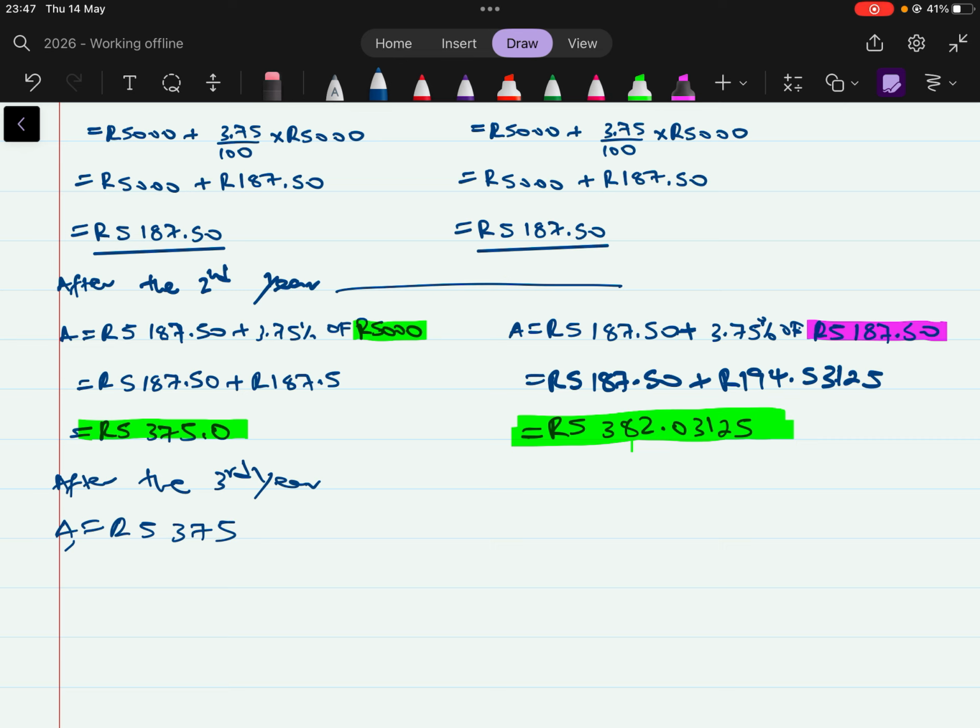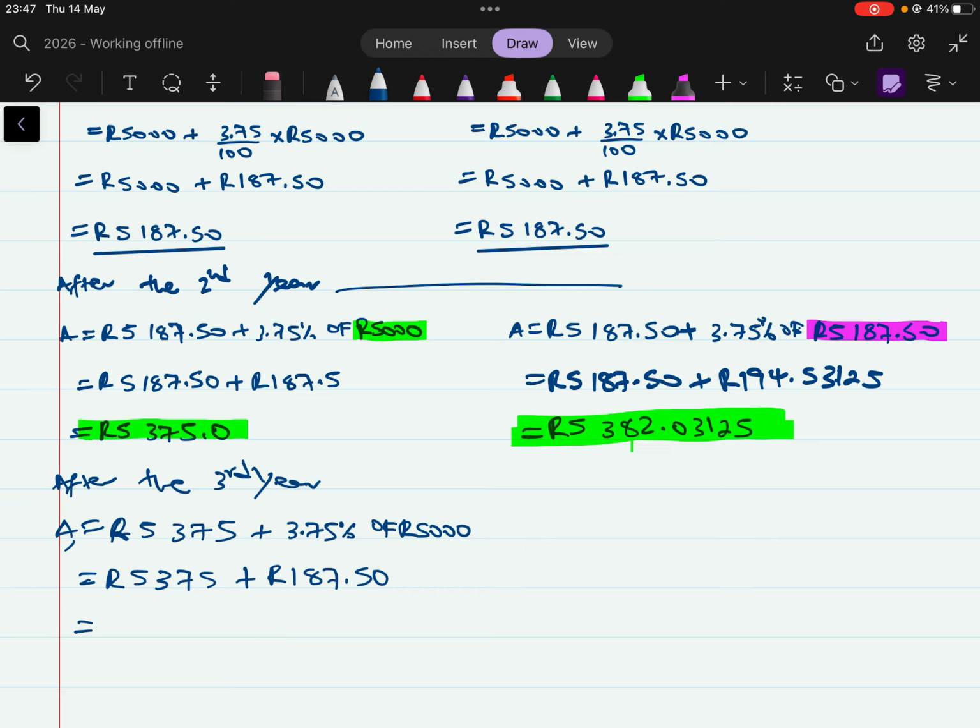5,375 Rand plus 3.75%, because every year you are gaining an interest. But with simple, it's always interest on the original amount, so it will remain that original 5,000 Rand, which is the one that you gain interest on. Okay, and we had already calculated that this is going to be 5,375 plus 187.5. So every year you are gaining an interest of 187 Rand 50 cents.